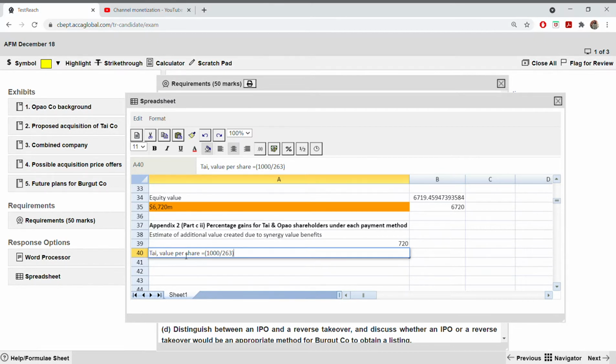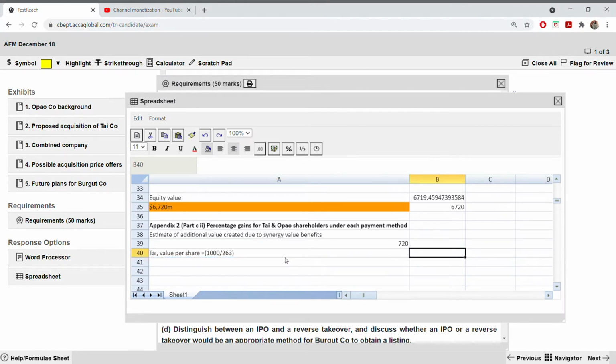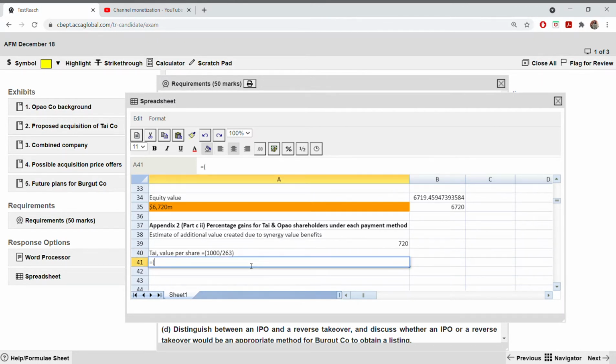Here you will not get it. But you can just keep it like this and do it here. Because if you write something and then put equal, it will not work in that cell. That cell first has to be equal. So you can show it here or on this side. Okay, let's show it here: equal to 1,000 divided by 263. You can keep it like this, show it like this, and do your calculation here.